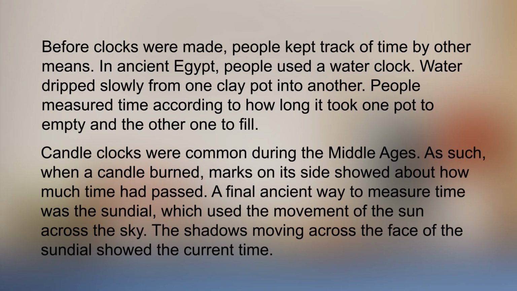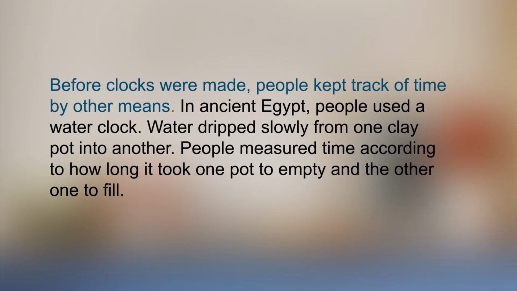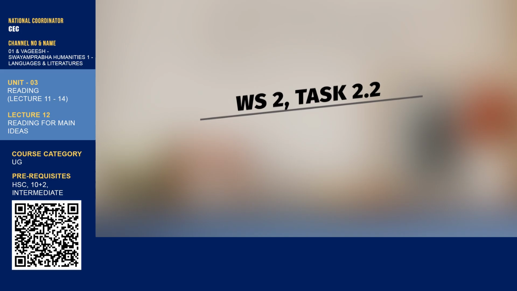So what is the main idea and where can it be found? We're sure you must have got it right. The main idea is, before clocks were made, people kept track by other means. It is found in the first sentence of the paragraph and explains the subject being discussed in the text. The author also gives us 3 supporting details in the form of examples that show how time was kept in ancient times: water clocks, candles and sundials. Now go back to worksheet 2 and complete Do Task 2.2.